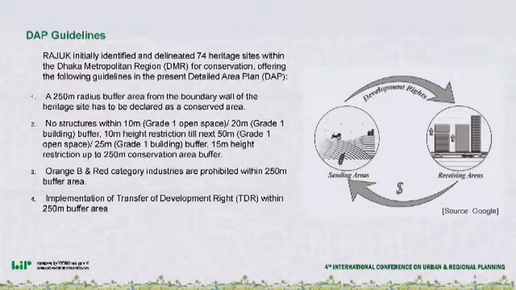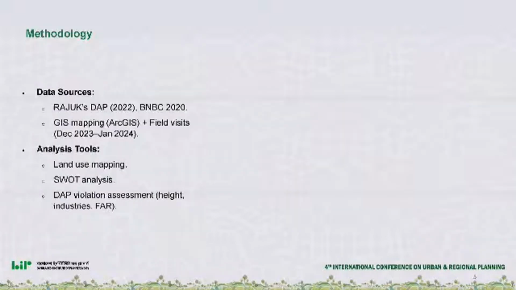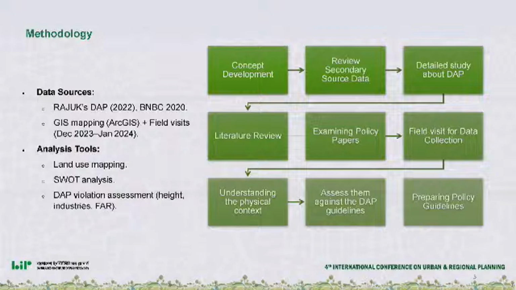And lastly, Raju has emphasized promoting transfer of development rights and conserving the heritage cityscape. The methodology of our paper is that we first developed our concept from analyzing various documents from ICOMOS and UNESCO, then reviewed our secondary data sources and made a detailed study of the DEP guidelines of heritage conservation. We then studied various literatures and policy papers from home and abroad related to the studies.